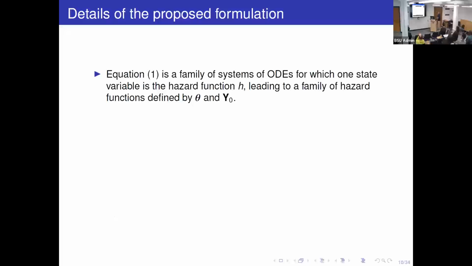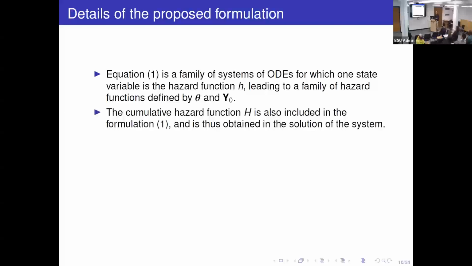Okay, so this family is a system of ordinary differential equations. They contain the hazard function as a solution. And so if you fix the initial values and the parameter theta, they will retrieve a solution for the hazard function and the cumulative hazard. So the cumulative hazard function is also included because we are going to need it. That's the reason why. Mathematically, including that additional state is trivial.